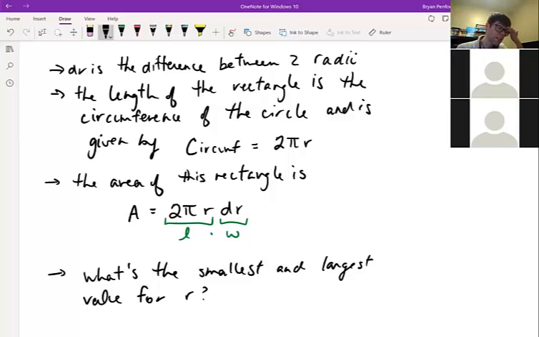Okay, and so the next thing that might be helpful for us to know is what's the smallest value we could have for this little r, and what's the largest value we could have for this little r. So what's the smallest radius we might pick for the ring that we choose, and what's the largest r that we could pick for one of these rings?